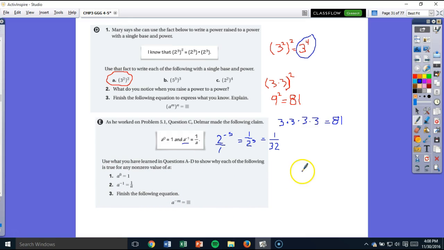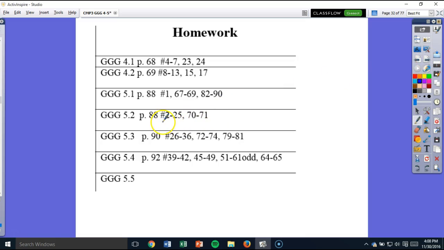There's a lot going on here. We can get a lot of practice done in the classroom, so come ready with questions. Make sure you've taken notes on this. Go back, rewatch it, take more notes, whatever you need to do, and then come to class with questions. Again, our ACEs for this are 2 through 25 and 70 through 71. Looking forward to the discussions we'll be having in class.